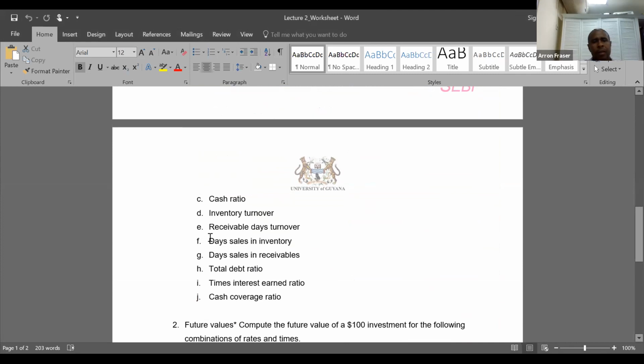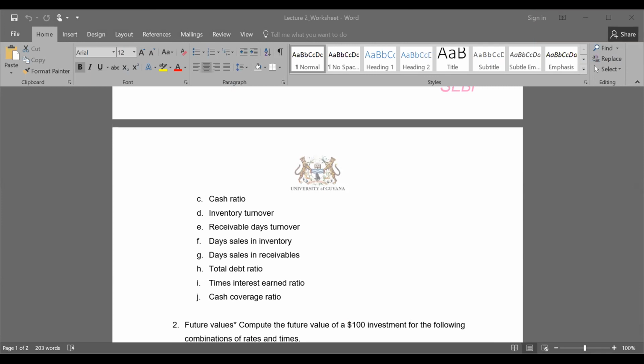We're then asked at F to calculate the days sales in inventory. The days sales in inventory is the number of days in a year, so that's 365 divided by inventory turnover. We have calculated inventory turnover before. Inventory turnover was 6.7, so days sales in inventory would be 365 days in a year divided by 6.7 times. So that'll be 54.5 days.